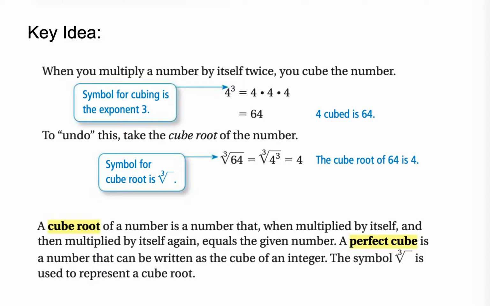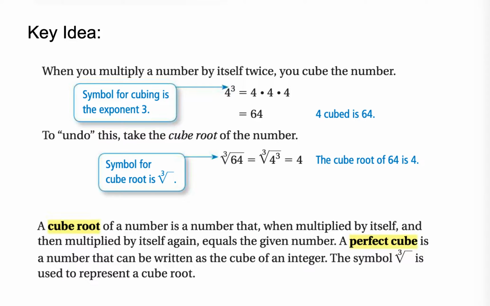And to undo this, or the inverse of this, you have to take the cube root. So that's that radical symbol that we looked at in our last lesson, but there's a little 3 in there to indicate that you're actually taking the cube root. So the cube root of 64 is 4.